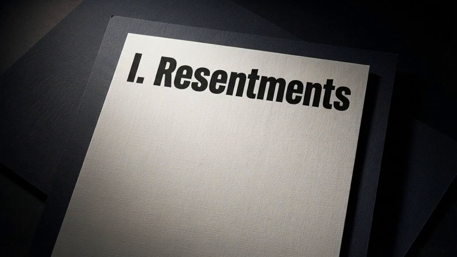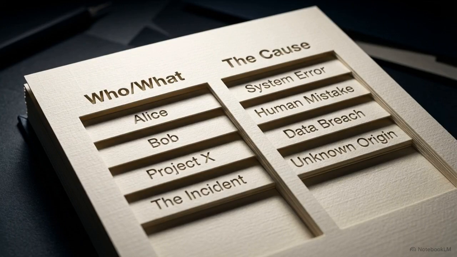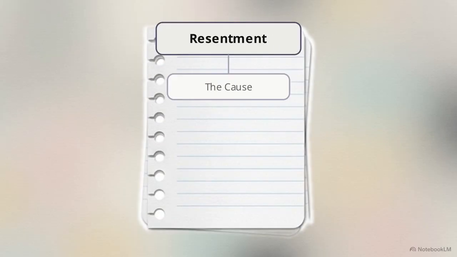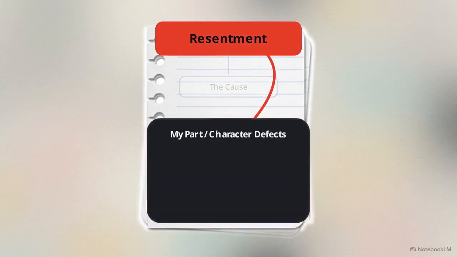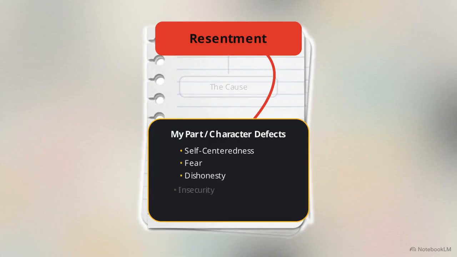The first major section of your inventory deals with resentments. List out all the people, institutions, and concepts you hold anger toward, alongside the specific cause of that anger. As this flowchart shows, you will then shift the focus entirely. You move away from what the other person did and funnel directly into identifying your own underlying character defects.